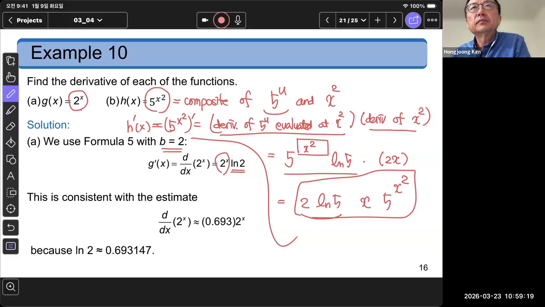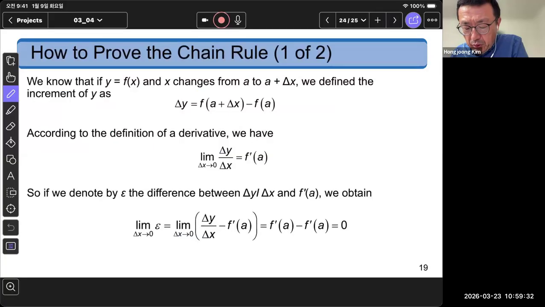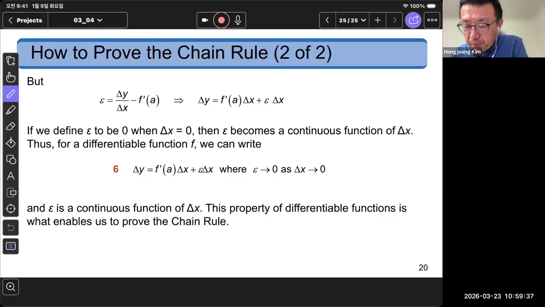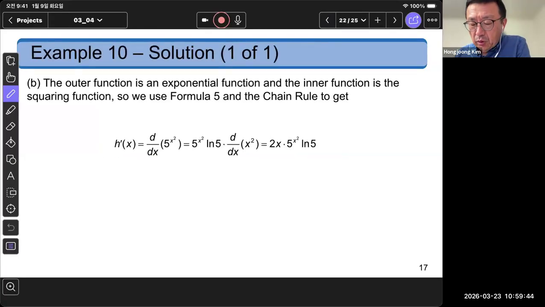Okay, and here is one description regarding how to prove the chain rule. So if you are interested, please read this yourself. But we are not going to consider these 2 slides in our class. Okay, so that was the end of this section, and in this section we just considered how to differentiate the exponential function in general.